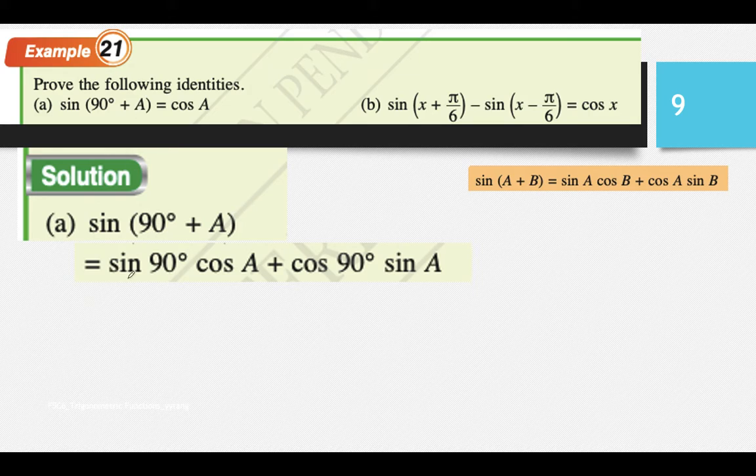Okay, so the first one, this one is very important. How you apply the formula. If you see sine, you remember sine, cos, cosine. Just write first sine, cos, cos, sine. And then only you label A, B inside.